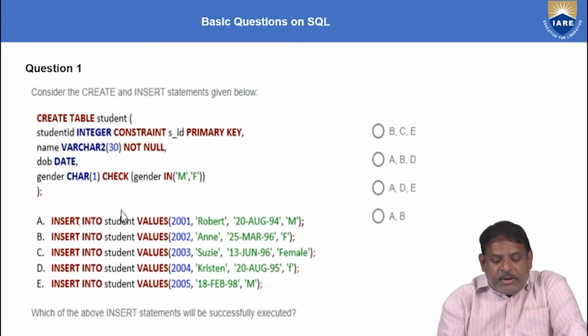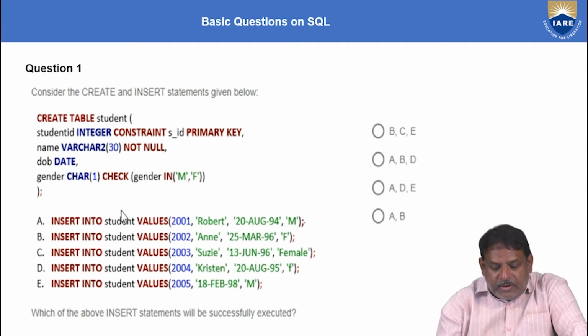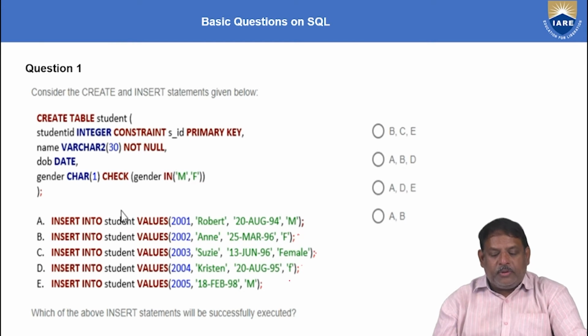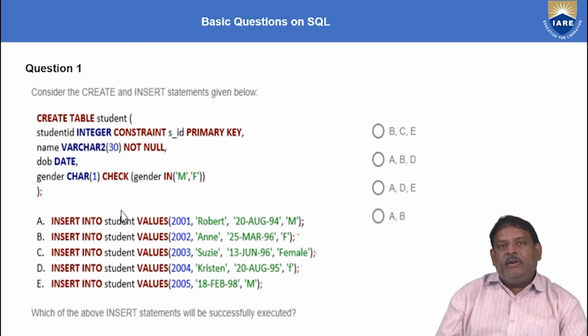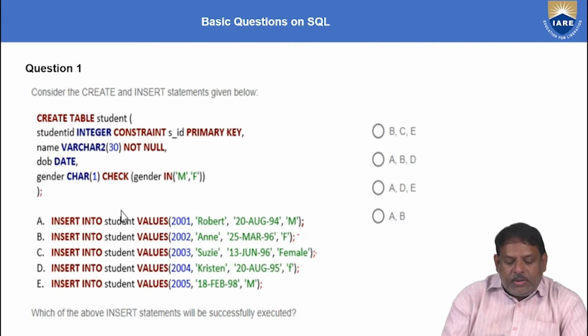So insert into student values 1001, Robert is the name of the student, date of birth is this, and gender is M. So he is trying to insert 5 values. Now, what is the question? Which of the above insert statements will be successfully executed?